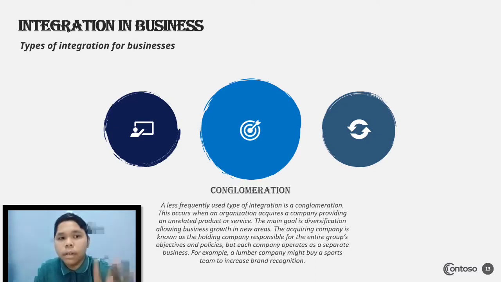The fifth and last type of integration for business is conglomeration. A less frequently used type of integration is conglomeration. This occurs when an organization acquires a company providing an unrelated product or service. The main goal is diversification, allowing business growth in new areas. The acquiring company is known as the holding company, responsible for the entire group's objectives and policies, but each company operates as a separate business. For example, a lumber company might buy a sports team to increase brand recognition.